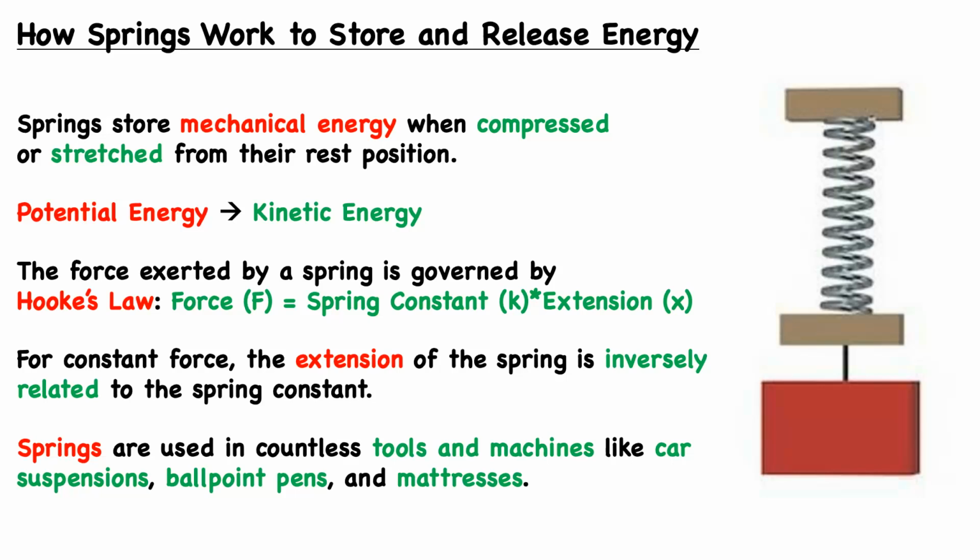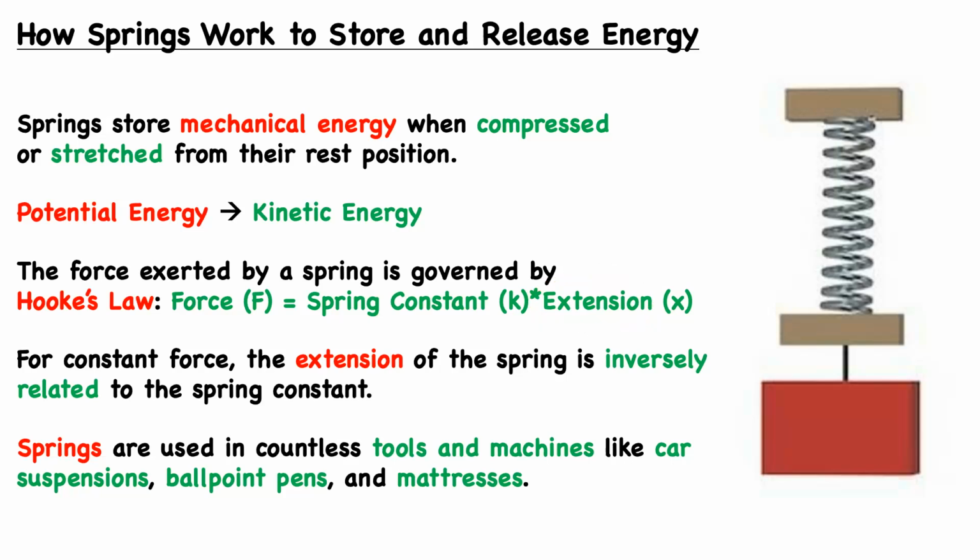And importantly, for constant force, the extension of the spring is inversely related to the spring constant. So this is to say, if we have a large spring constant, well then we have a stiff spring. So we will be able to extend the spring less, or at least it will be more difficult. Now the opposite is also true. So for example, if we have a small spring constant, well then we're going to have much more extension, and the spring will be much easier to extend.